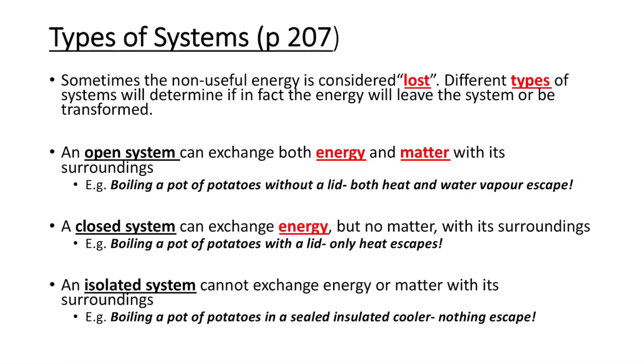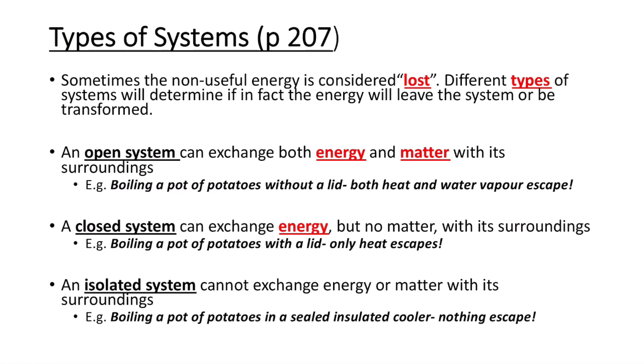Okay, so different types of systems. We previously discussed how systems and surroundings make up the universe. So we have different types of systems which dictate what happens with our energy and how much is lost. Sometimes the non-useful energy is considered lost. Notice the quotations. Different types of systems will determine if, in fact, the energy will leave the system or be transformed. So energy is lost, again in quotations, when it is not doing what it's supposed to do, i.e., energy that isn't converted to light is just given away and seen as not useful.